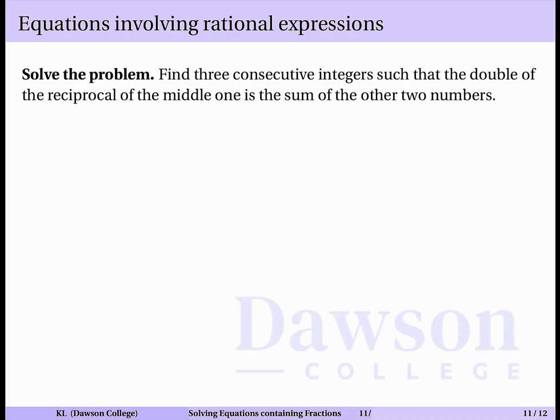Finally, find 3 consecutive integers such that double of the reciprocal of the middle one is the sum of the other two numbers. Again, find 3 consecutive integers such that double of the reciprocal of the middle one is the sum of the other two numbers.